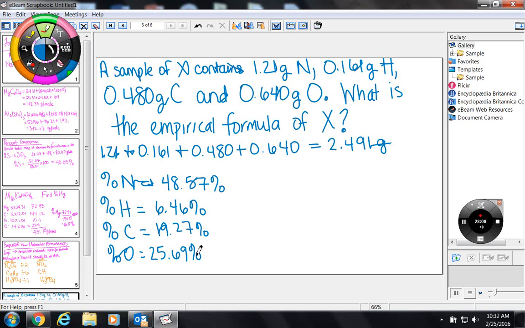So now I'm going to take this and treat it just like I do when I do empirical formula, where I divide it by the mass of nitrogen. So I'm going to divide this by 14.01 and get a number. I get 3.4668. Look at your periodic table, because N is nitrogen.